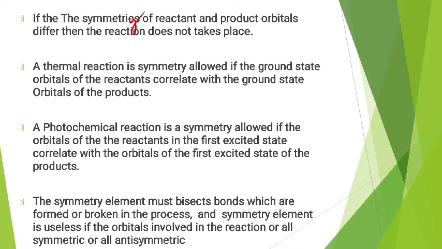If the symmetry of the reactant and product orbitals differ, then the reaction does not take place. That means, if the molecular orbital is symmetric in the reactant, but it goes on to an antisymmetric orbital in the product, then that reaction does not take place.